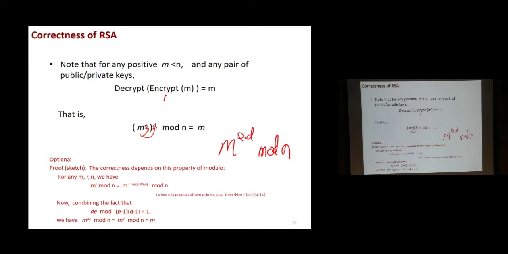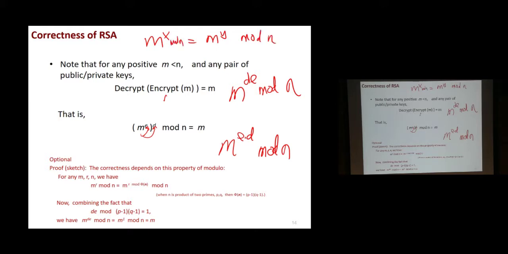We can flip it. It's M to the power of D times E modulo N. The correctness relies on these properties. The proof is optional, but let me quickly go through it. There's a property. Suppose I ask you under what condition are these two equal?